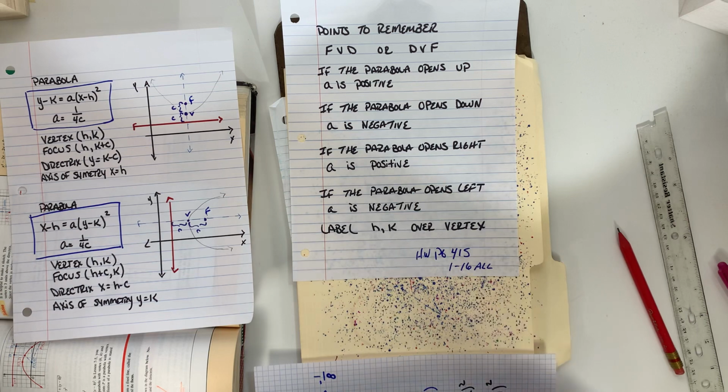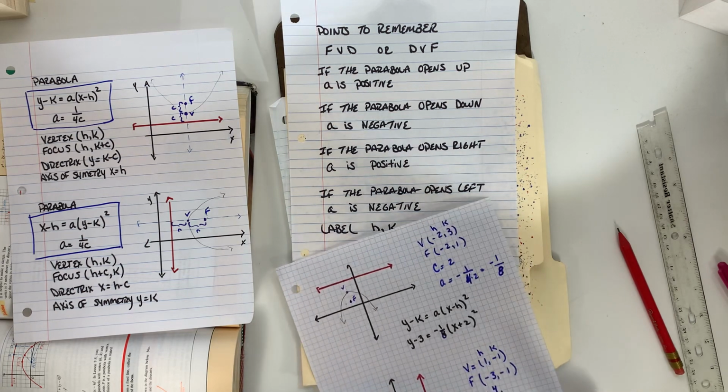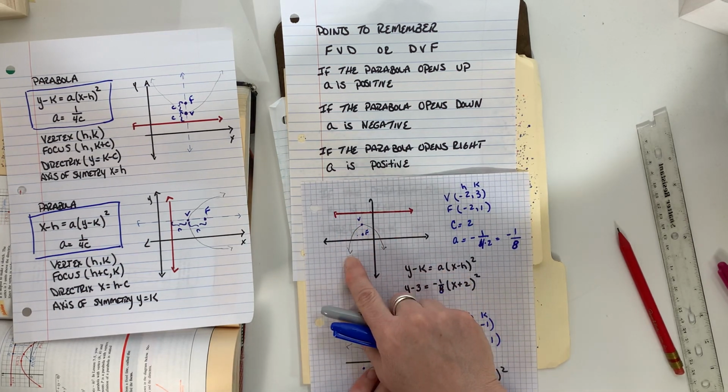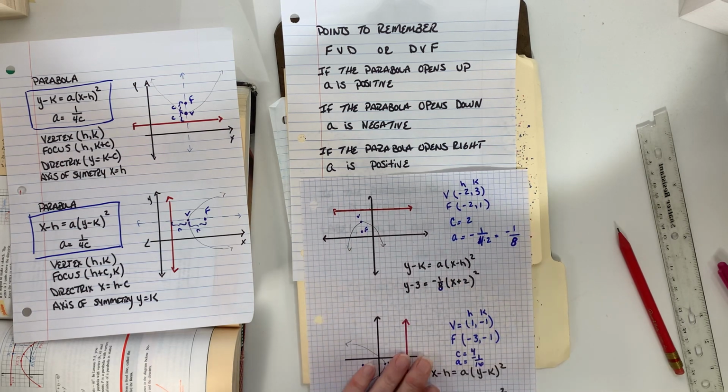So your homework, I want you to do as many of these as you can. If you get burnt out and you need to quit, that's okay. Take as much time as you need. But the homework is page 415, 1 to 16 all. I found it helpful to use graph paper, but what's most important is that it's just a sketch. Don't worry about any points that are on the parabola.